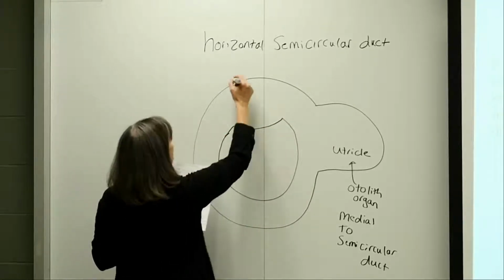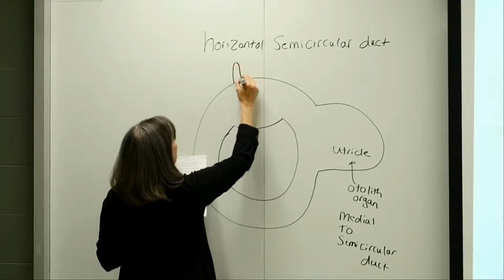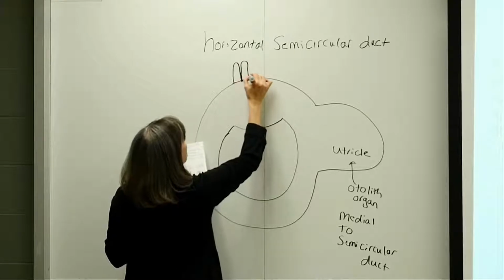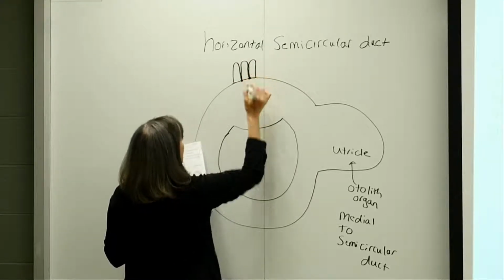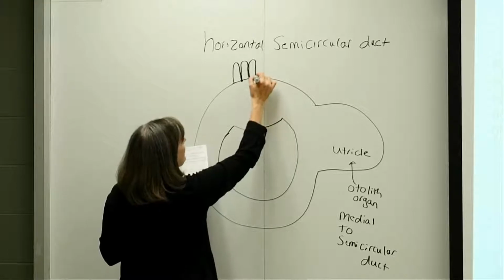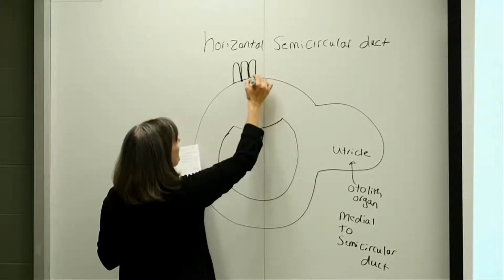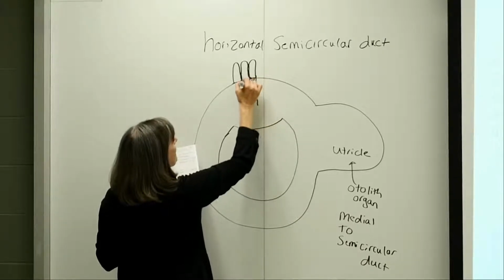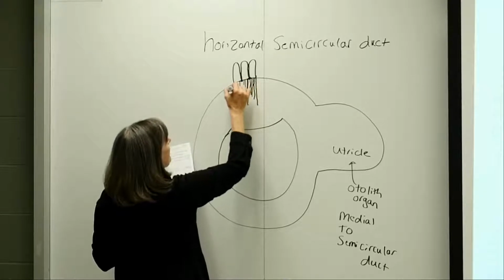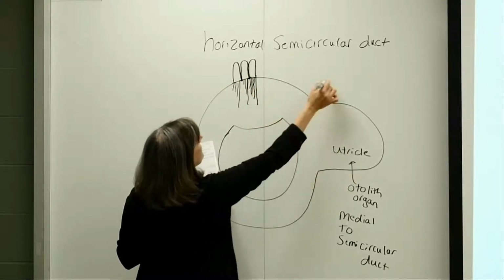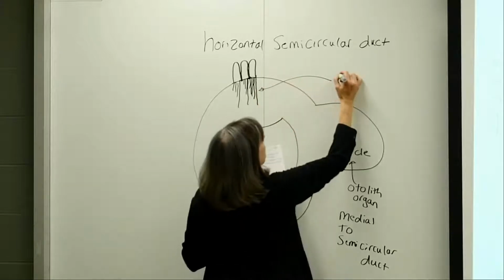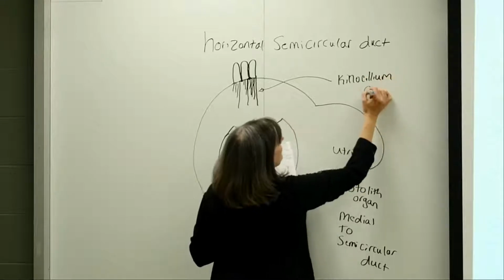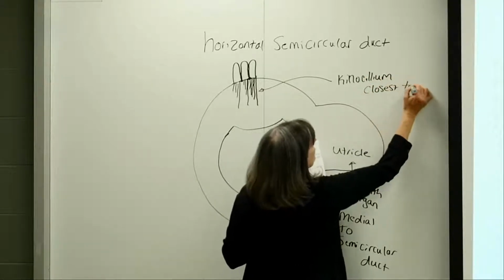And we have our hair cells that are going to be located on this boundary right here. And remember, they're connected by tight junctions. We have some of them lined up. In the case of the horizontal semicircular duct, the tallest stereocilium, or the kinocilium, is going to be next to the utricle. So this is our tallest, or I'll just put the kinocilium, closest to utricle.